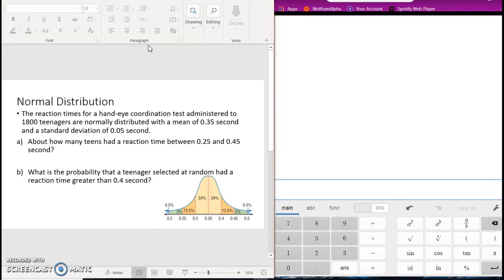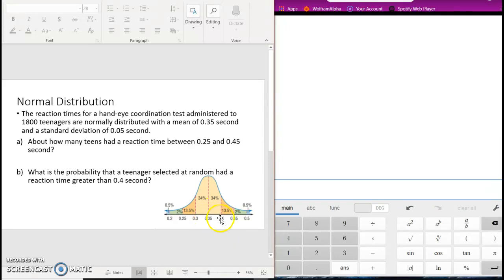So the question has already told us that the data is normally distributed. So you're going to draw a normal distribution curve with your mean in the center. And since you have a standard deviation of 0.05, once you go one standard deviation in either direction, there's going to be a deviation of 0.05 from the mean.